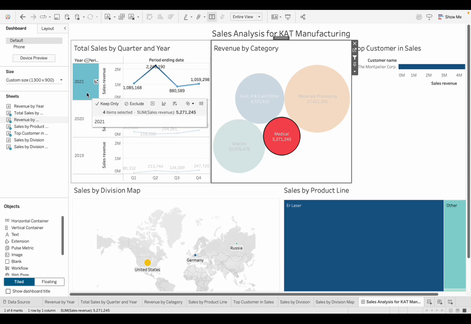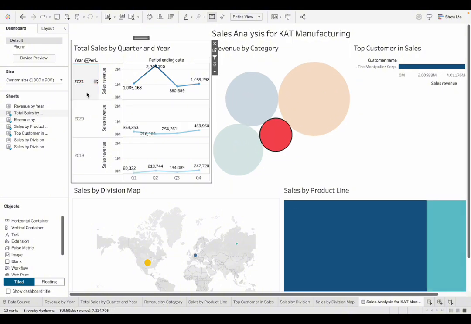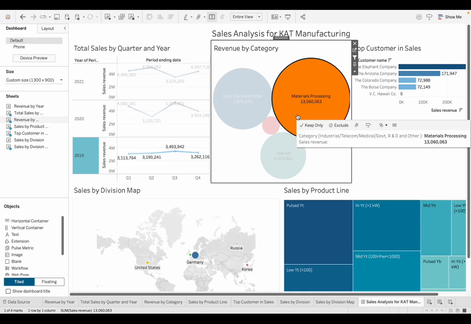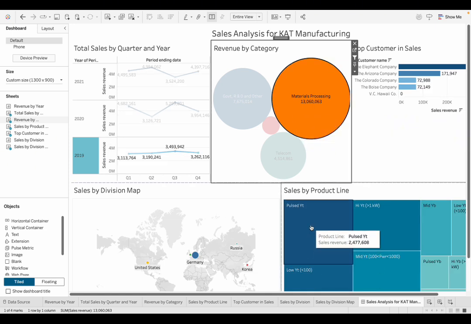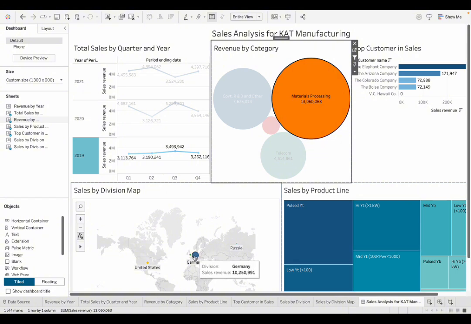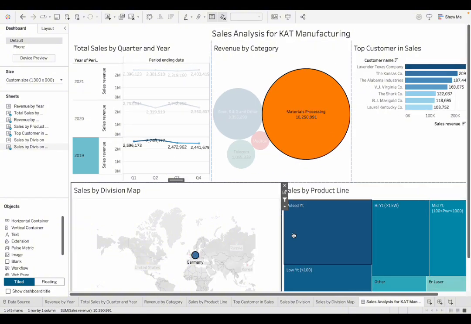Next, I want to find which product line had the highest sales in 2019 under the materials processing category. So I deselect 2021, I select 2019, and then I select materials processing. And the highest sales by product line would be Pulse YT with a sales revenue of $2,477,608. Next, I want to find what the top product line for Germany division is in 2019. 2019 is already selected, so all I have to do is select Germany, and the highest product line would also be Pulse YT.